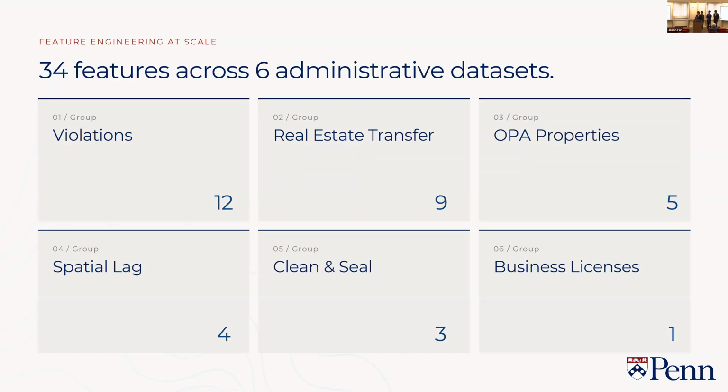After all the data wrangling, we engineered 34 features across 6 data groups. These features summarize each parcel's condition, its history, its recent activity, and the nearby vacancy context. So this gave us the structured data set that we need for the modeling.